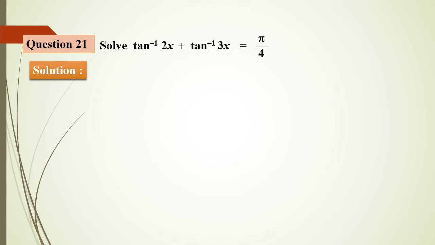Next, again solve tan inverse 2x plus tan inverse 3x equal to pi by 4. Now you are not at all proving anything. Okay, here you are solving the full question. So after solving this question, you will be getting the value of x. Tan inverse 2x plus tan inverse 3x.